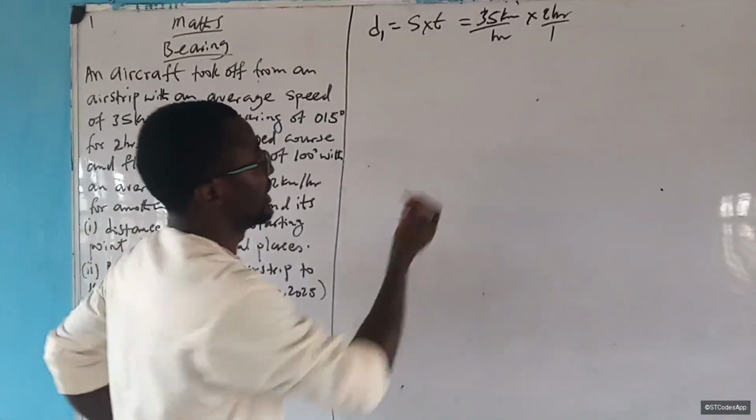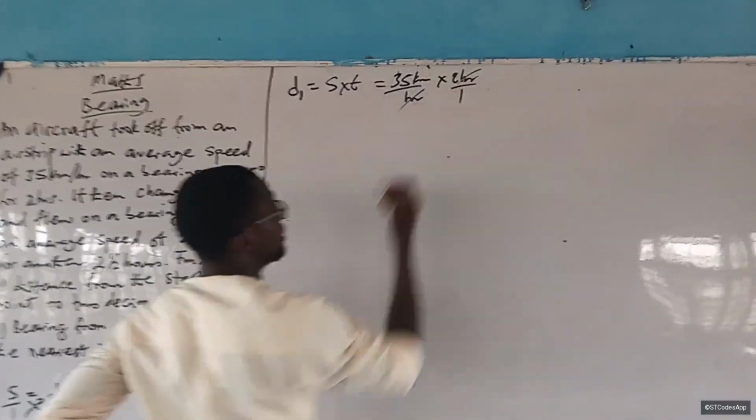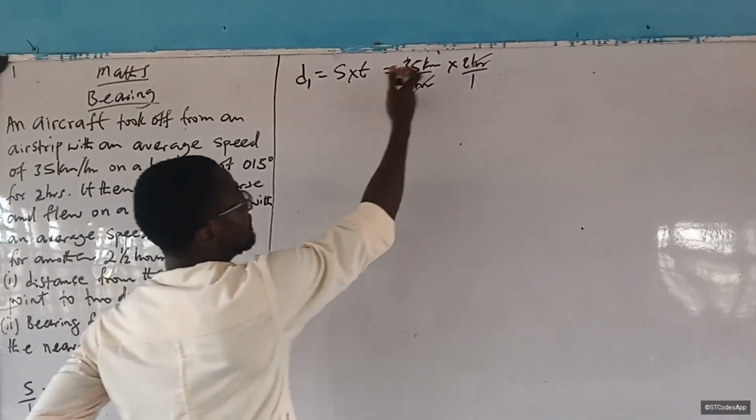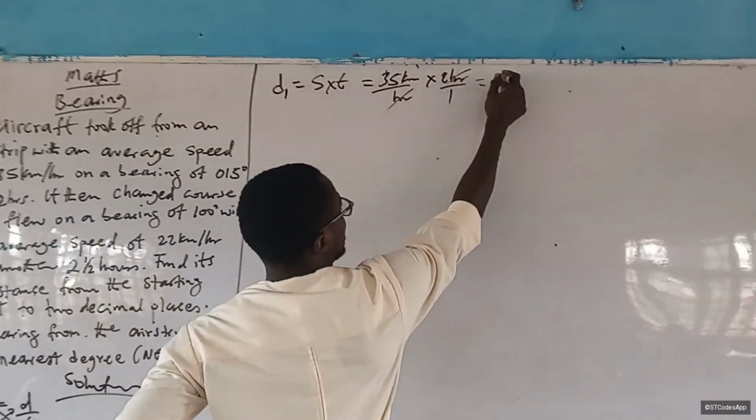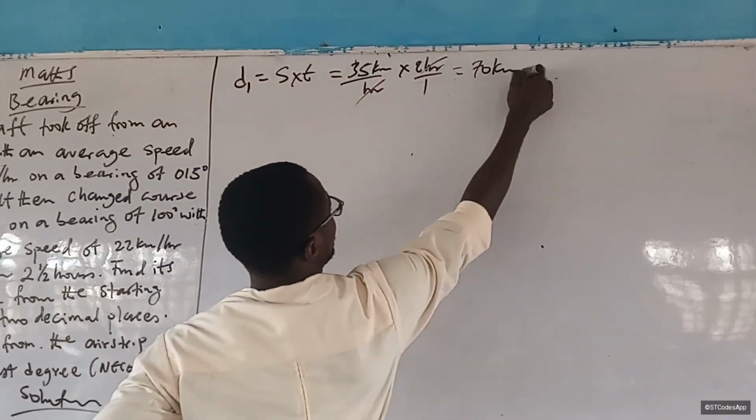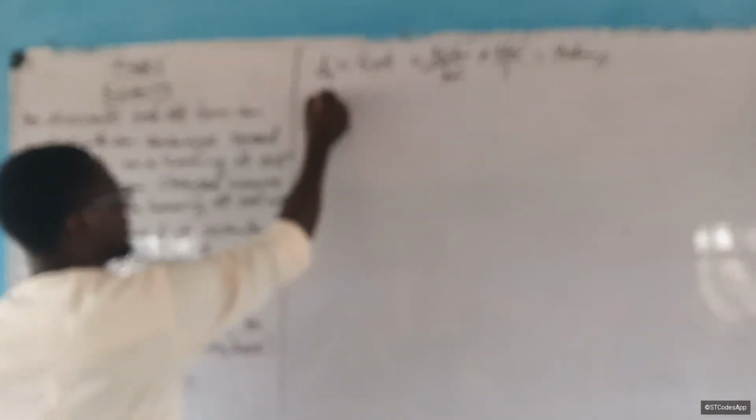Now what is common here? Hour is common. Hour cancels hour. So we are left with 35 km times 2, and that gives us 70 kilometers. We have gotten the distance for the first route that the aircraft took from the airstrip. Now let's apply the second distance, when it changes course.